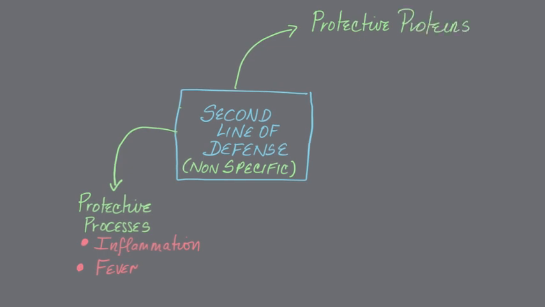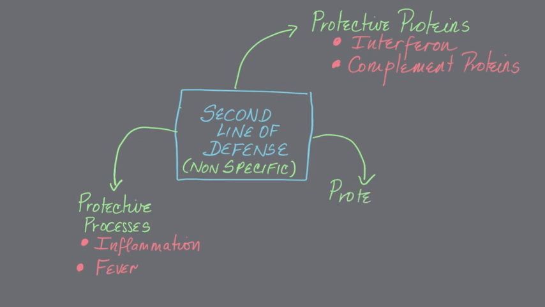Let's look at 2 types of protective proteins. One of them is the interferon, which is an antiviral protein, which we will look at closely in a bit. The second is a complement protein. Complement proteins are a set of proteins floating around in the blood, waiting to be activated by the presence of a pathogen.